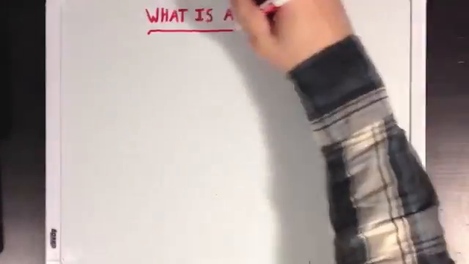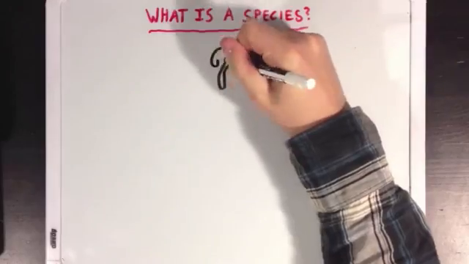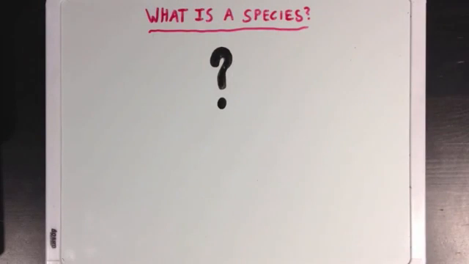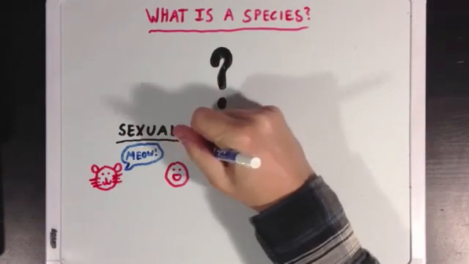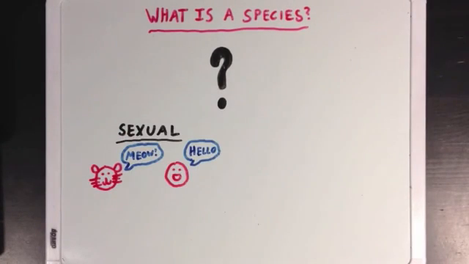So, what is a species? Now, this can be a very difficult question to answer. For sexually reproducing organisms, we can say that two organisms, like this cat and this human, are members of different species if they are unable to have offspring together.